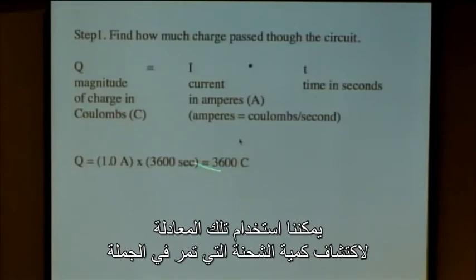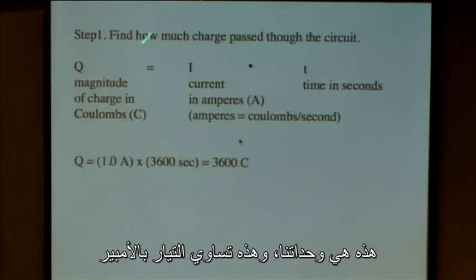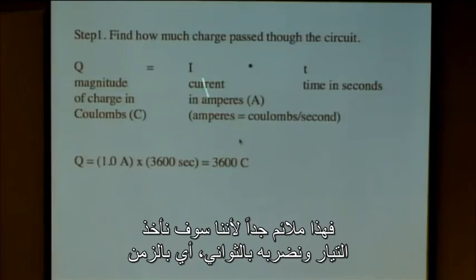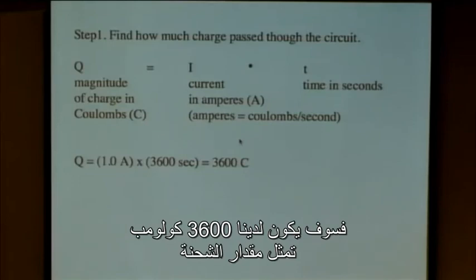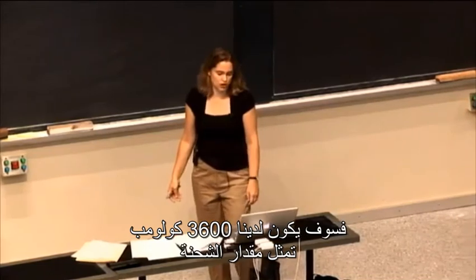So we use this equation to find out how much charge is going to pass through the system. We have this term Q, the magnitude of charge, and it's in coulombs. Those are our units. And that's equal to the current in amps. And just for unit conversion, amps are coulombs per second. So that's very convenient because we're going to take the current times seconds, so times time. If we work that out, we had 1 amp and we had 1 hour, so we're going to have 3,600 coulombs as the magnitude of our charge.